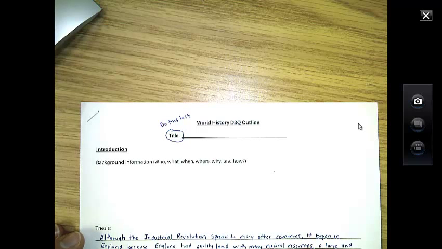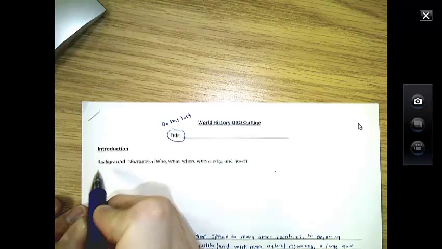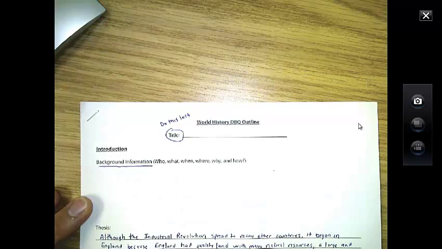Now in any essay you have an introduction. And in a lot of English classes you've probably been told that you need some kind of hook or some kind of attention getter. In a history essay you do not need one of those. A lot of times they don't make sense. One of the best ones we ever heard was a paper about slaves, and the person started off their paper by saying, "Have you ever been a slave before? Well, let me tell you what it's like to be a slave." Things like that don't really make a whole lot of sense. So what we want you to do is simply jump right into your background information.